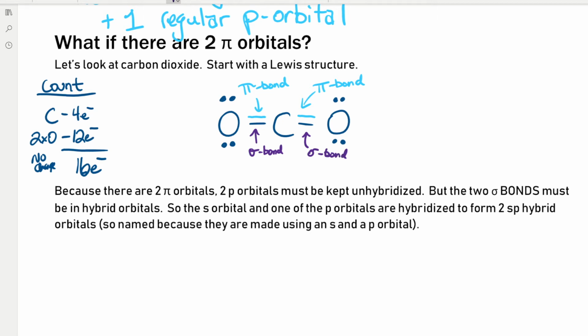There we go. I don't really know why I wrote that twice. I suppose it would be just as good to go like that. And really, I could do the same up here. All right, there we go. So we've got 2 sigma bonds and 2 pi bonds.